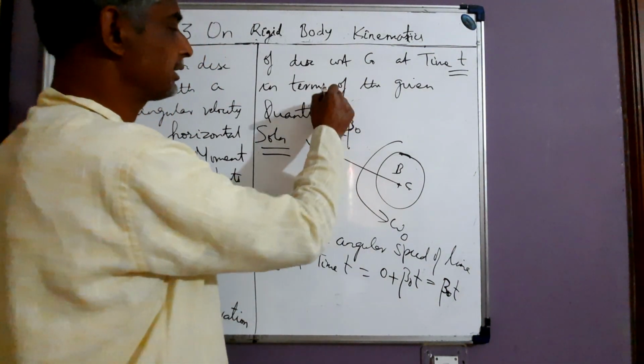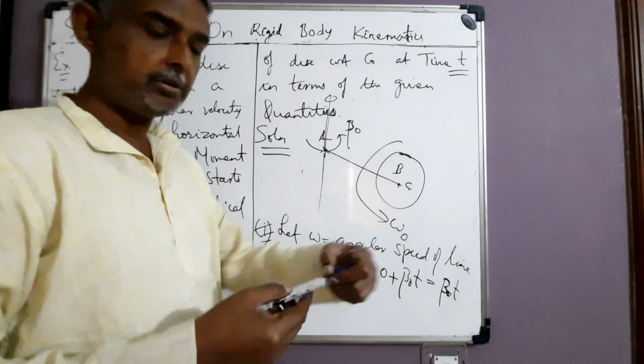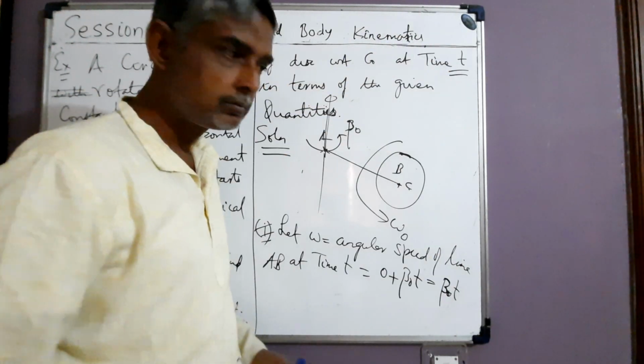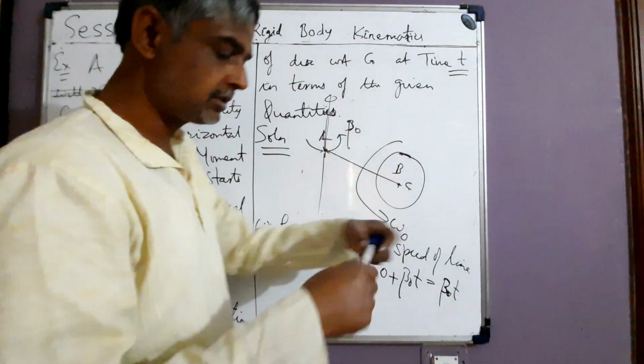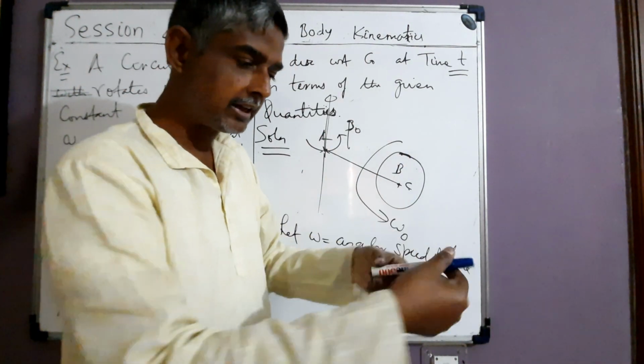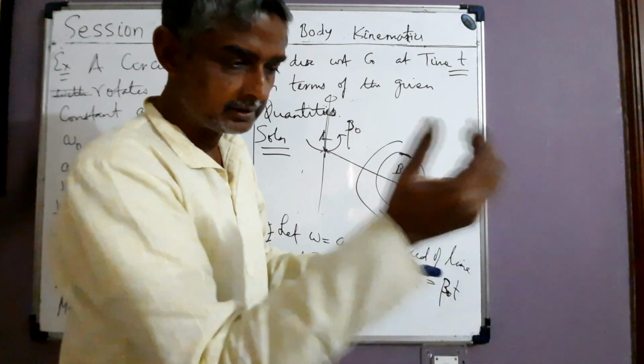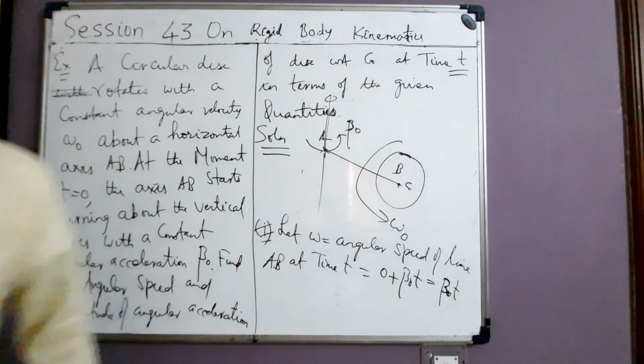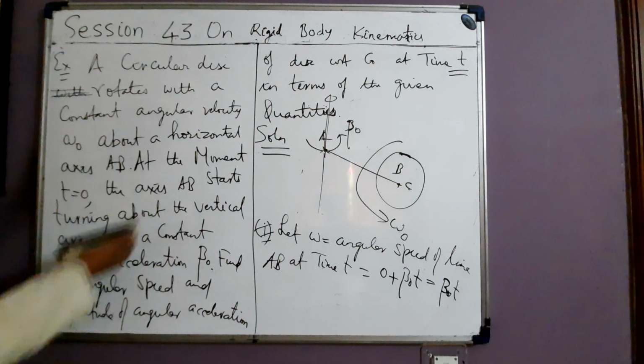Its direction is upward. The line AB turns like this. The direction is upward by the right hand thumb rule. And this is the line AB at some instant. It is turning like this. The disk is like this, it is turning like this. Omega naught is in the outward direction, by the right hand thumb rule.